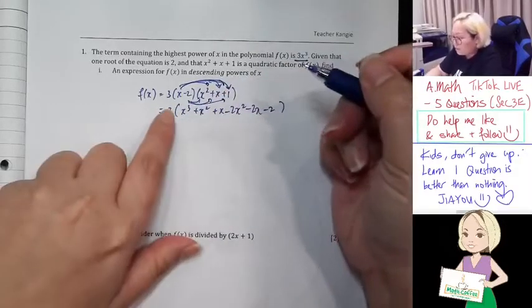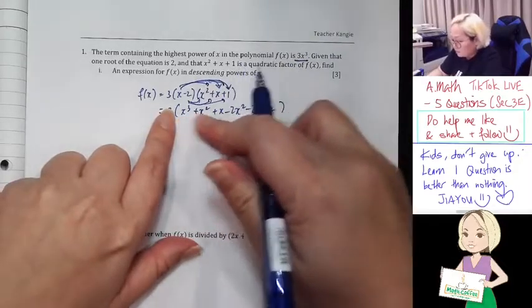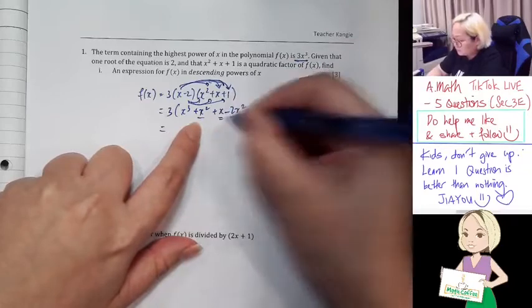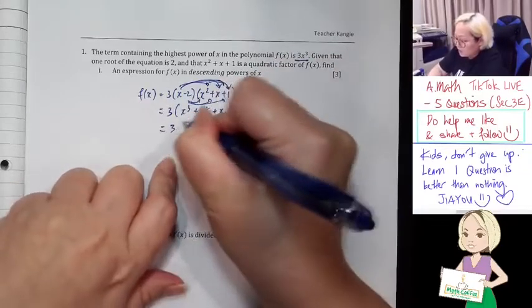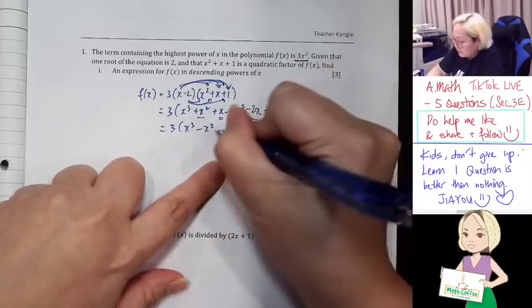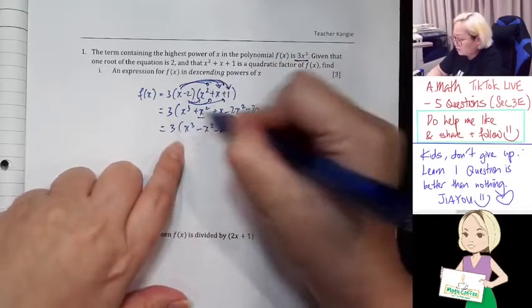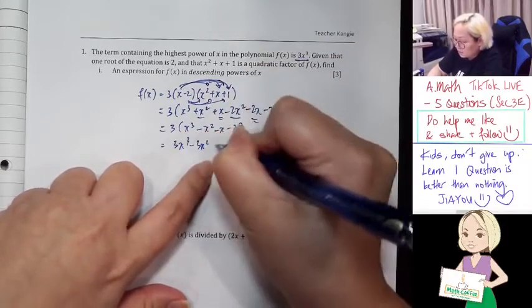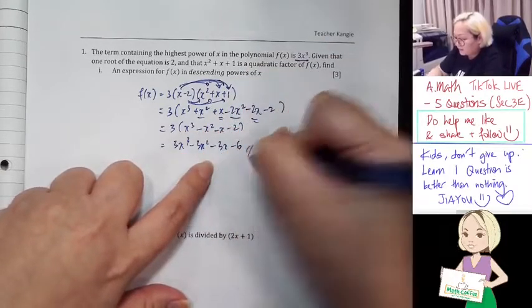So before I rainbow the 3, let's simplify first. So these are the like terms. It will be x cubed minus x squared minus x minus 2. So now let's rainbow the 3 in. It will give me 3x cubed minus 3x squared minus 3x minus 6. Done.